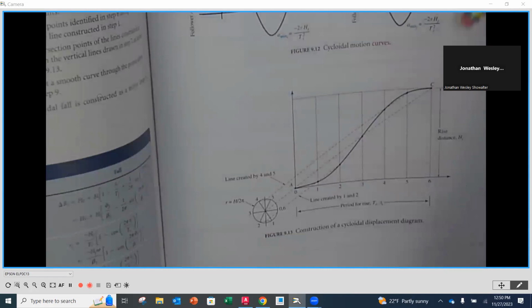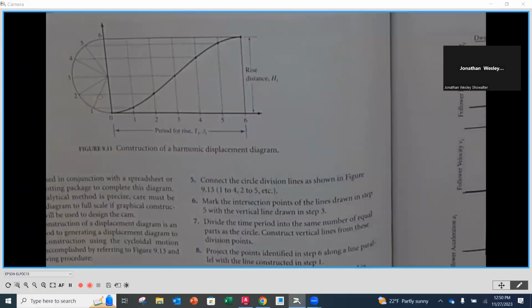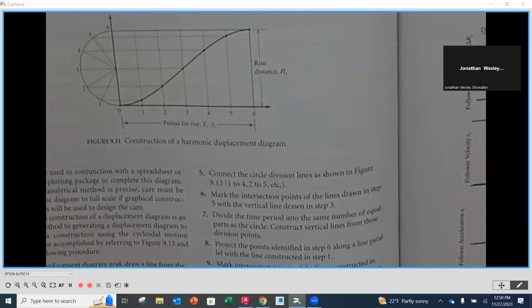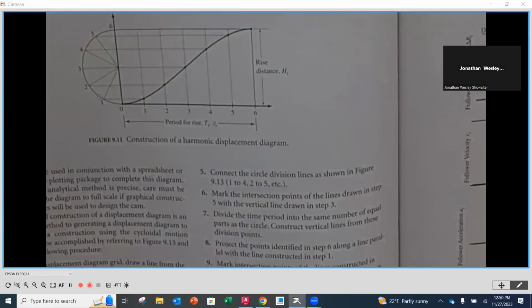Now to construct this on a displacement diagram, this one we will be looking at, like I said, is going to be part of a homework problem that you have. For instance, you'll notice right here, we've got a total rise. On that last problem that we did, our total rise was 2 inches. We need to draw this to scale.